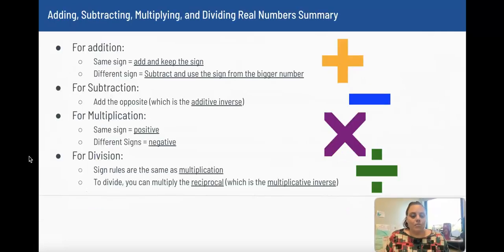To fill in our summary for this, fill in those underlined words into your summary. For addition with the same sign, we're going to add and keep the sign. For a different sign, we'll subtract and use the sign from the bigger number. For subtraction, we'll add the opposite, which is the additive inverse. For multiplication, if they have the same sign, it's positive. If they have different signs, it's negative. For division, the sign rules are the same as multiplication. To divide, you can multiply by the reciprocal, which is the multiplicative inverse.